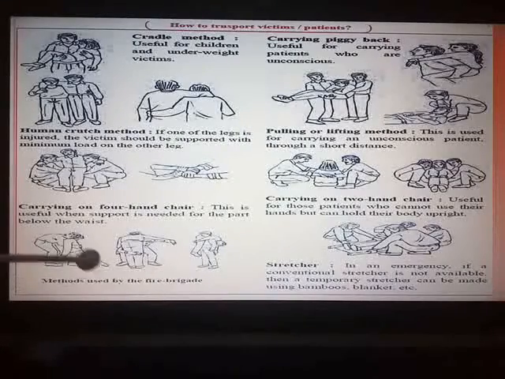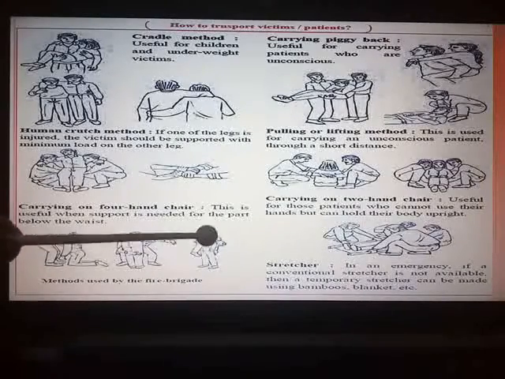Methods used by the fire brigade. Here, this cannot be used by you.